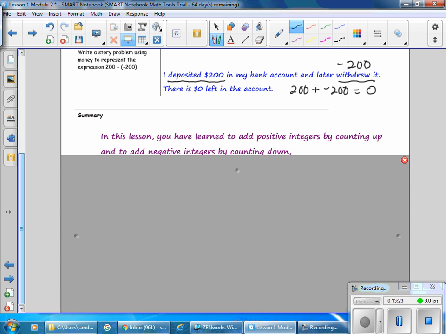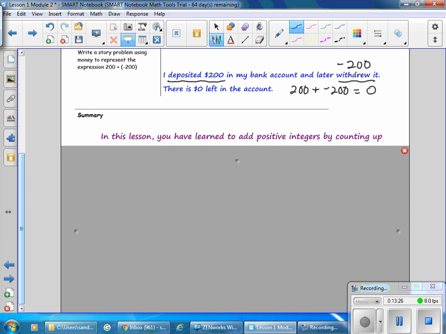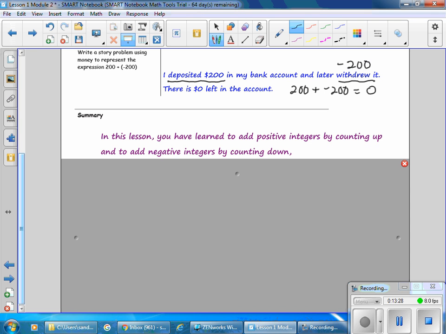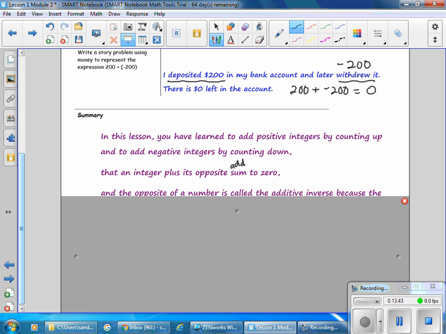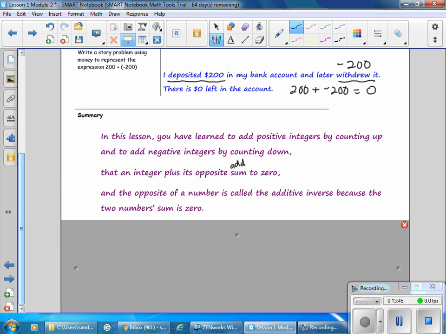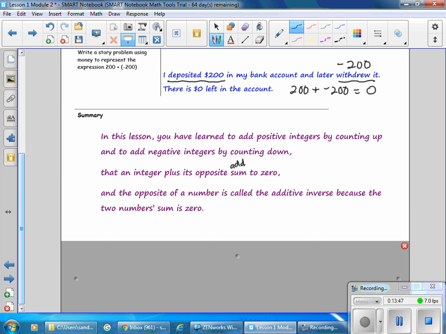In this lesson, you have learned to add positive integers by counting up, and to add negative integers by counting down. Then an integer plus its opposite sum to 0. An integer plus its opposite sum to 0, or add to 0. The opposite of a number is called its additive inverse because the two numbers' sum is 0.